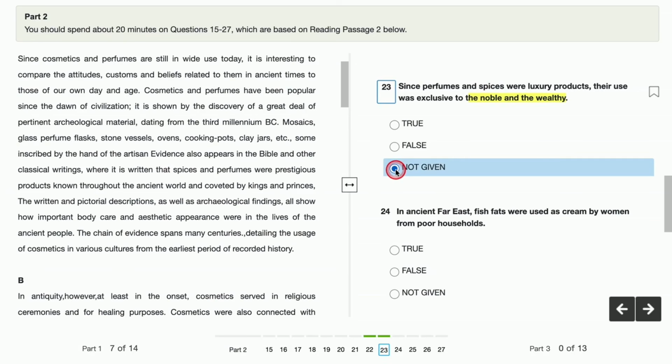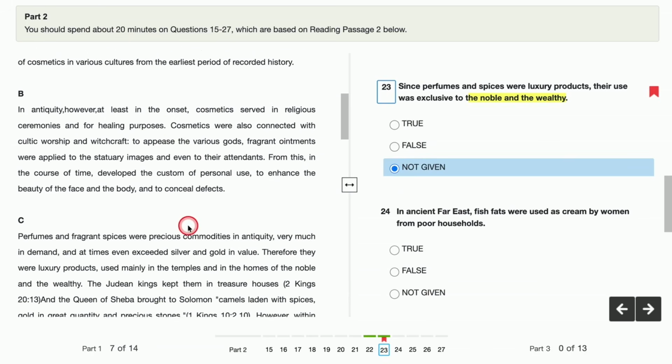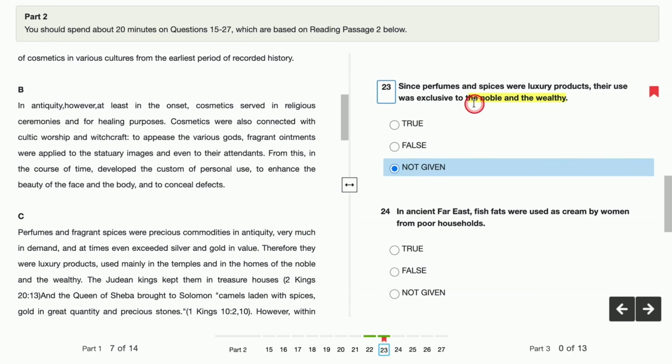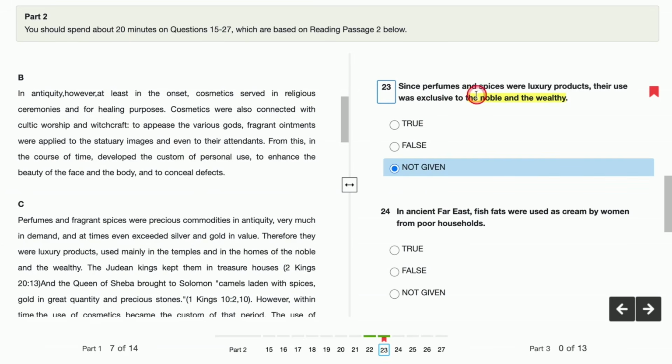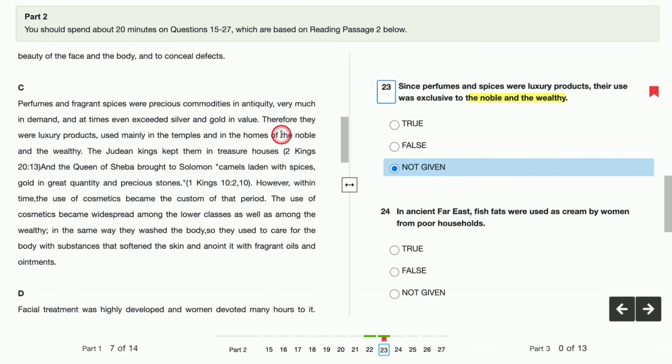Let's just choose not given for now and mark this question. If we find the noble and the wealthy in the following paragraphs, we will do this question again. Paragraph B doesn't mention the noble and the wealthy, but paragraph C does. Here it uses the exact same words, the noble and the wealthy.